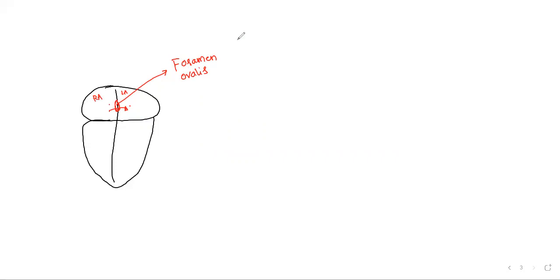And one more, the post-caval vein. Let me show you the post-caval vein. Here in the post-caval vein, there is a valve called the valve of Eustachian. The red one I am showing here is the valve of Eustachian. The valve of Eustachian directs the blood from the right atrium to the left atrium.